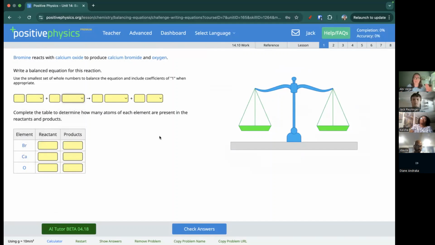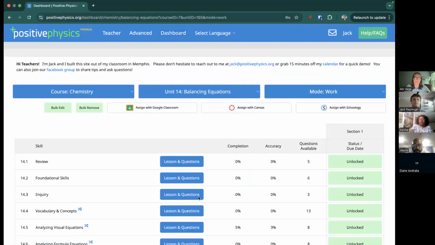So that's an example of how we take a more complicated topic and split it up into bite-sized pieces, so students can get confident on the little bits before they get to the more complicated questions. So that's basically what Positive Chemistry does.